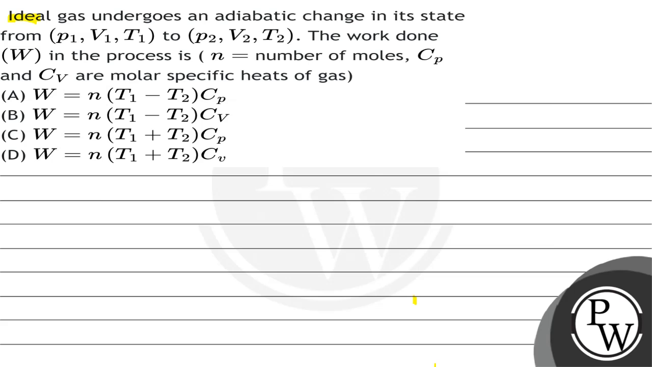The question says an ideal gas undergoes an adiabatic change in its state from P1 V1 T1 to P2 V2 T2. The work done in the process. We have been given the initial state, which is P1 V1 T1, and the final state is P2 V2 T2. We have to find the work done, where n is the number of moles, and Cp and Cv are the molar specific heats of the gas at constant pressure and constant volume. We have four options. We have to find the work done.